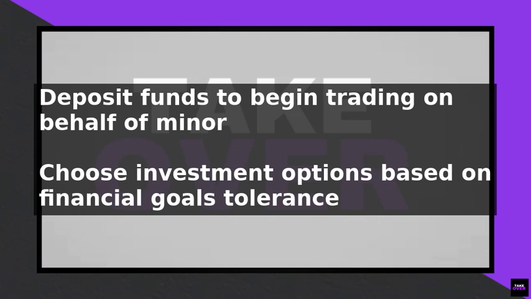Once the account is open, deposit funds to begin trading on behalf of the minor, and choose investment options based on the minor's financial goals and risk tolerance. By exploring these alternatives, it is possible to establish a custodial account to invest in a minor's future, even if some financial services do not currently offer this service.